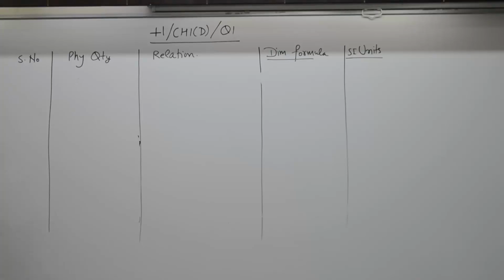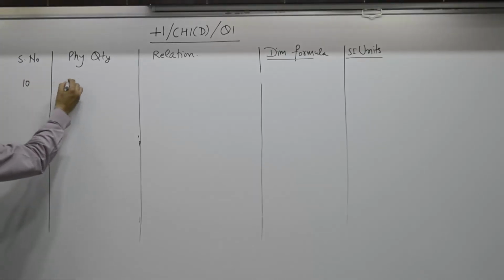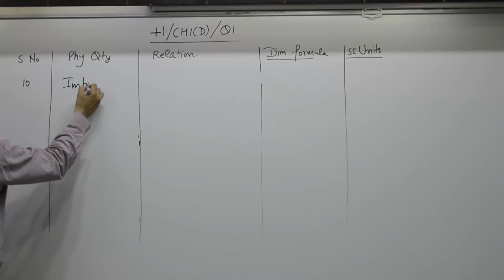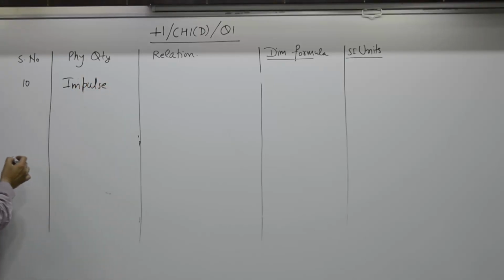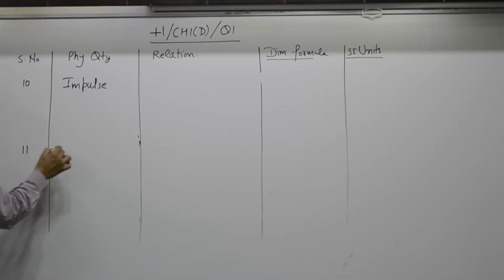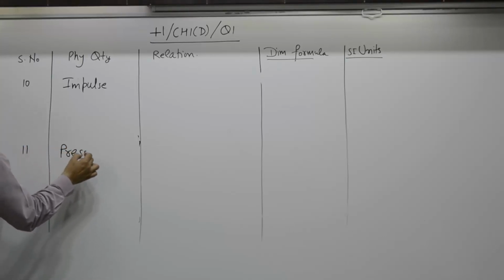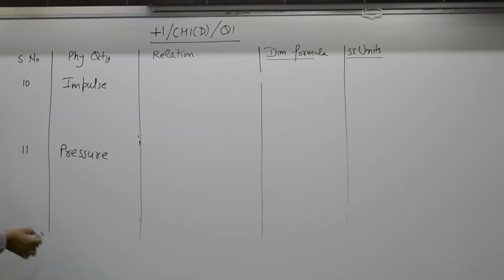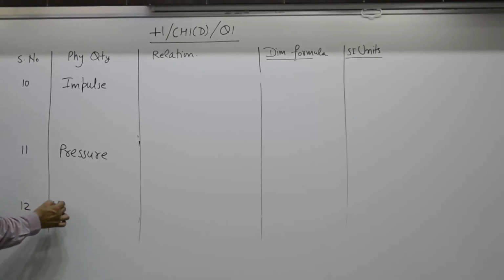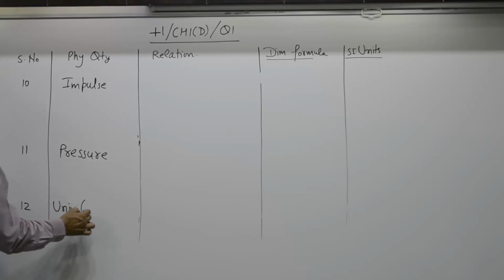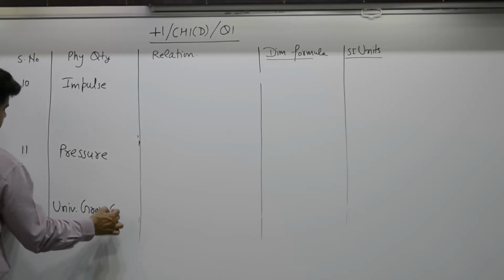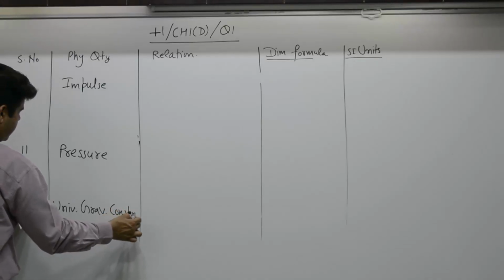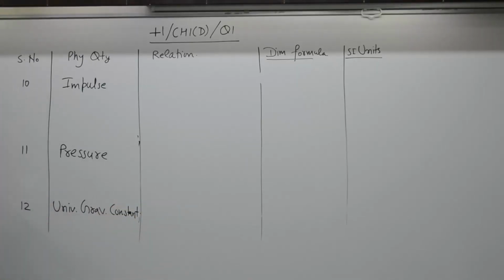Ten, impulse. 11, pressure. 12, universal gravitational constant. Three minutes.